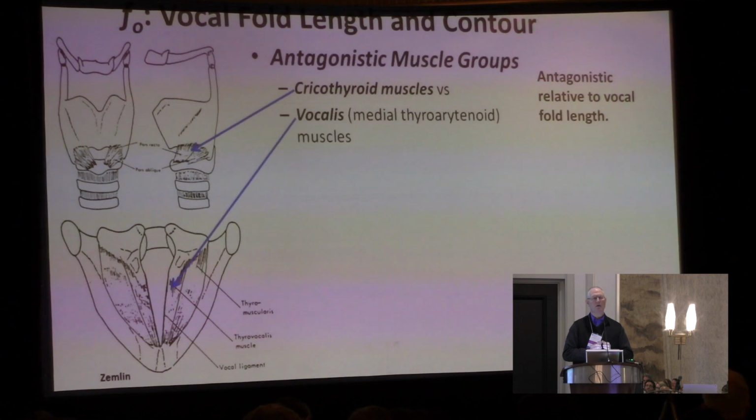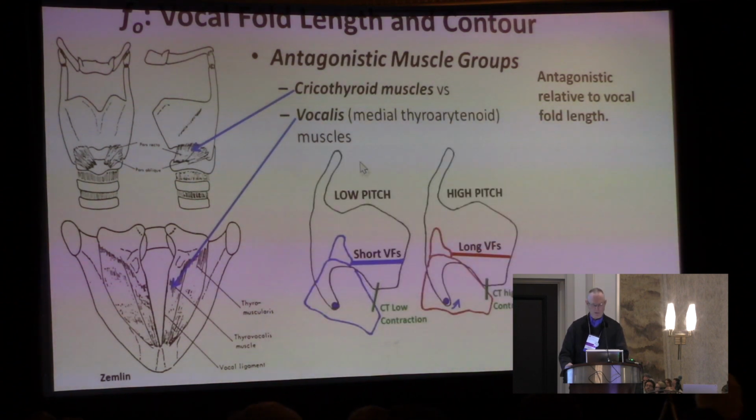So let's talk now about the fundamental frequency relative to vocal fold length and contour. As Dr. Sandloff was talking about, you have cricothyroid muscles that move this cricoid up toward the thyroid in order to elongate the vocal folds. But you also have the vocalis muscle here, which when it contracts, it will actually shorten itself because the muscle will shorten a little bit. So you have this antagonistic muscle action between the cricothyroid muscle to lengthen the vocal fold versus the vocalis, which will shorten it just a little bit.